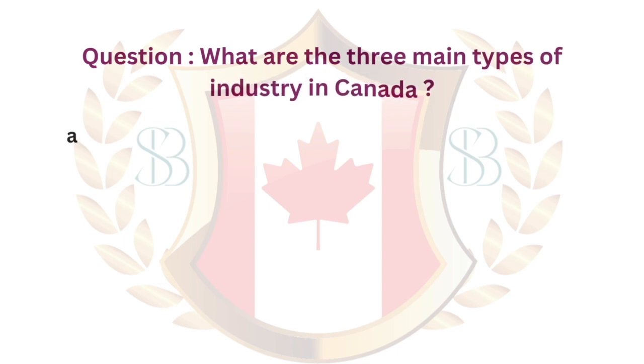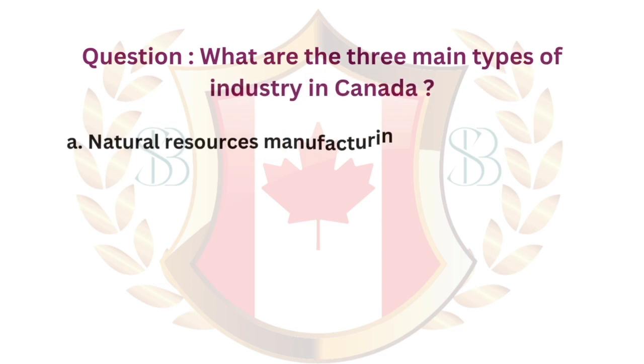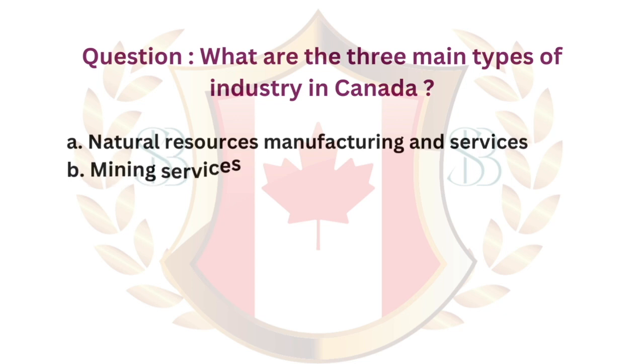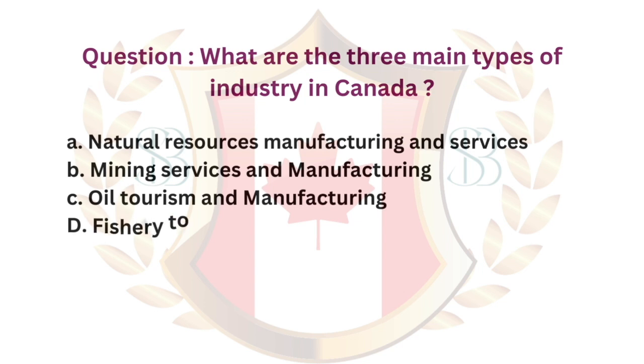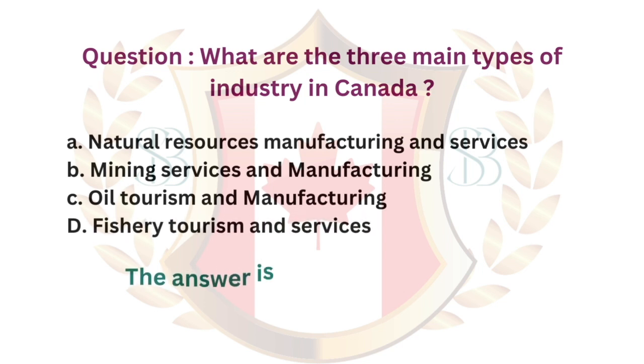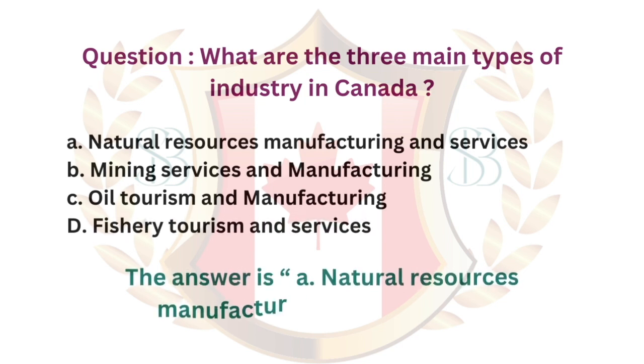Question. What are the three main types of industry in Canada? A. Natural resources, manufacturing and services. B. Mining, services and manufacturing. C. Oil, tourism and manufacturing. D. Fishery, tourism and services. The answer is A. Natural resources, manufacturing and services.